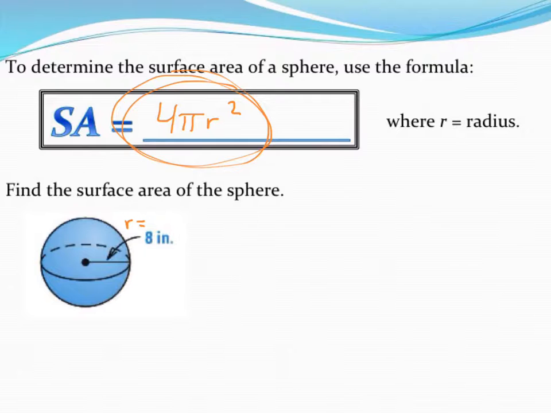The radius is 8 inches. Just be cautious if they give you the diameter. Make sure you find the radius. So using my formula, I'm going to just plug in my radius. So 4 times pi times 8 squared.